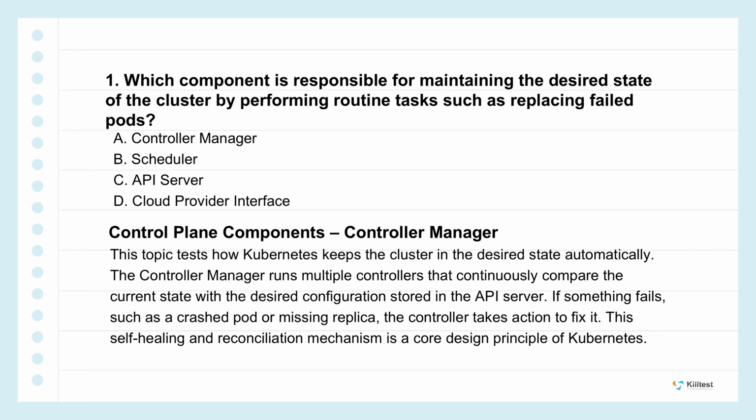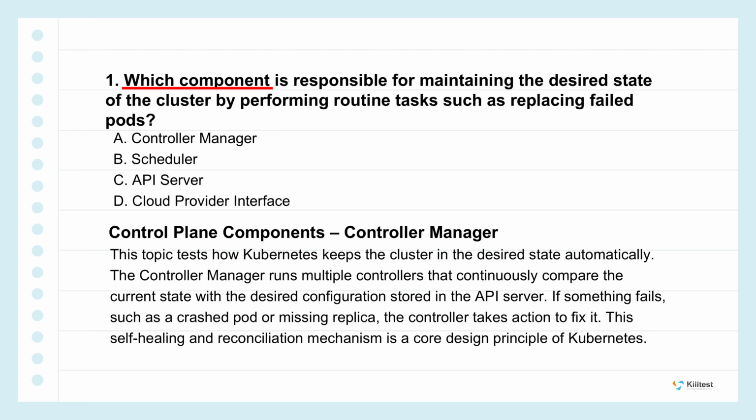I always like to think of this as the brain of the cluster. That's a really good analogy. It controls literally everything else. Let's look at question 1 from our stack. It deals with keeping the ship on course. The scenario is this. You have a cluster running. You've told it what you want, but something fails. The question asks, which component is responsible for maintaining the desired state of the cluster by performing routine tasks, such as replacing failed pods? This is fundamental. This is basically the heartbeat of Kubernetes.